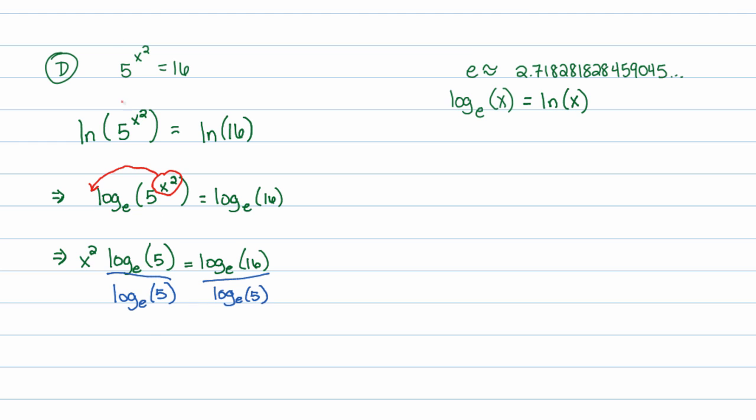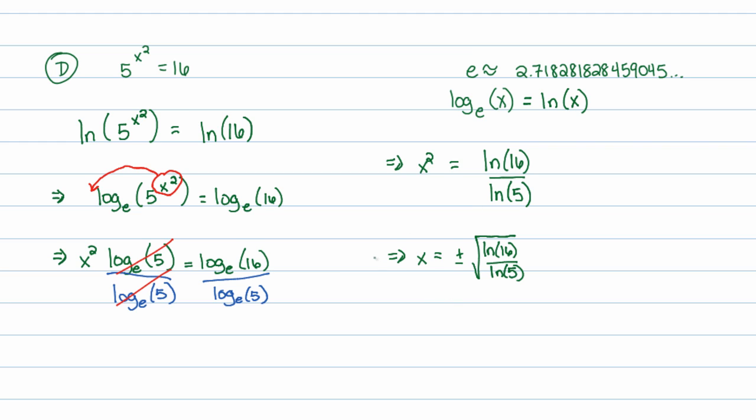On the left-hand side, those pictures will cancel, the same factors. So you get that x squared is equal to, and now I'm just going to write as ln of 16 over ln of 5. I'm tired of writing log base e. It means ln. Okay. And now I'll take the square root of both sides. That tells me that x is equal to plus or minus the square root of ln of 16 over ln of 5.